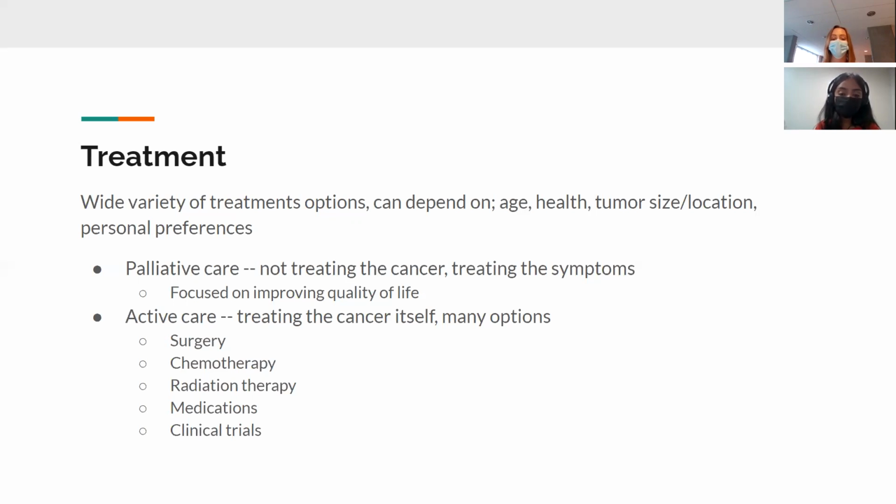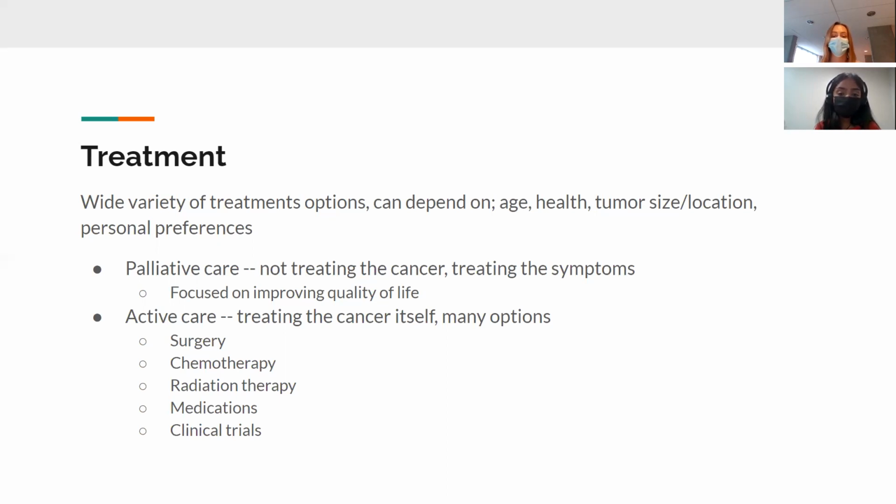So there's palliative care and active care. Palliative care means that you aren't actually treating or trying to get rid of the cancer or the tumor. You're just treating the patient's symptoms and trying to improve how they live, their quality of life for the time that they have left. Active care, on the other hand, is trying to actually treat or shrink that tumor, and it's not just focusing on the symptoms that the tumor is causing.